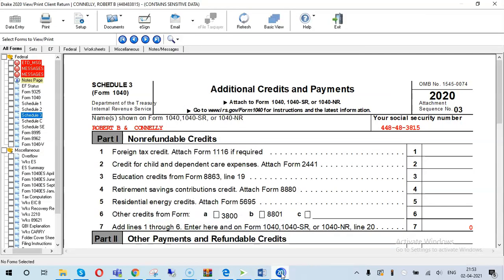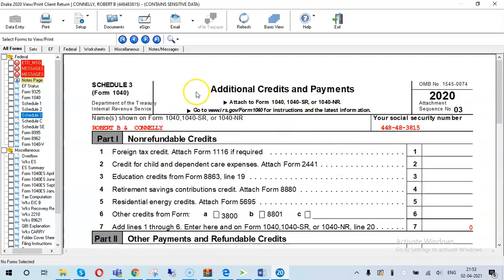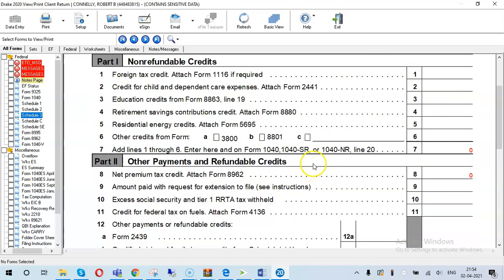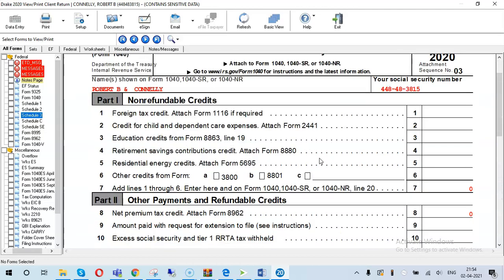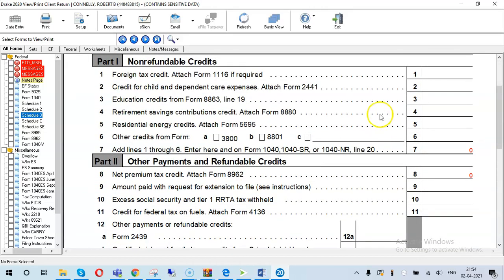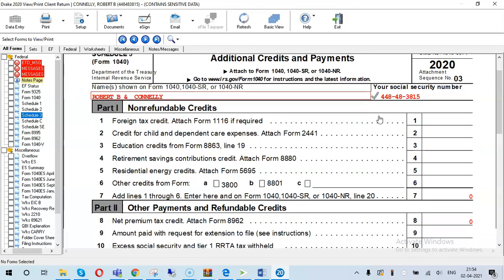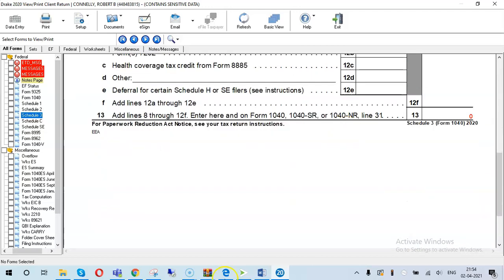Now I'm going to have a look at Schedule 3 in Drake software. See, this is Schedule 3, additional credits and payments. This is how it looks in Drake. It is the same form. So this is basically what we have discussed earlier.